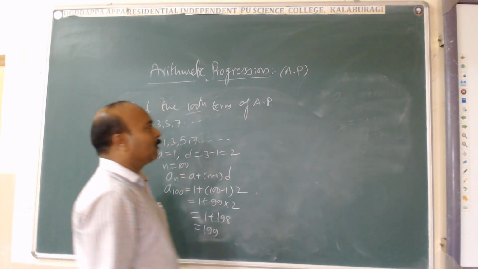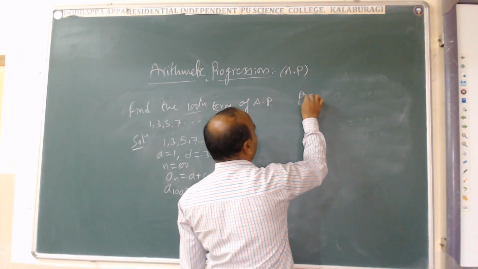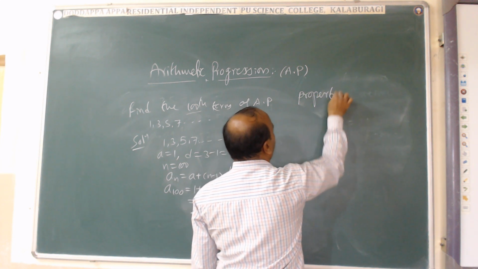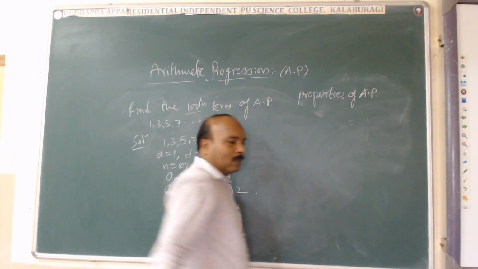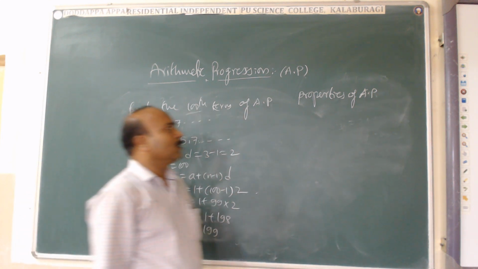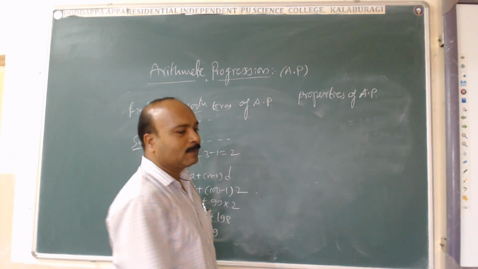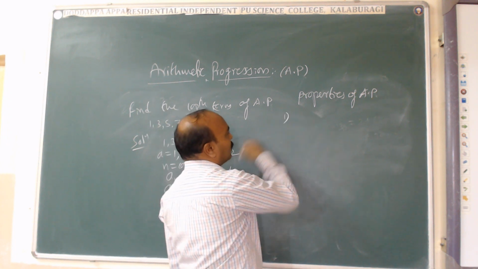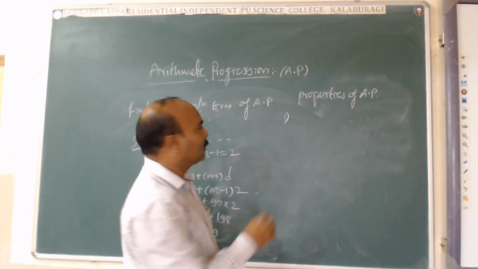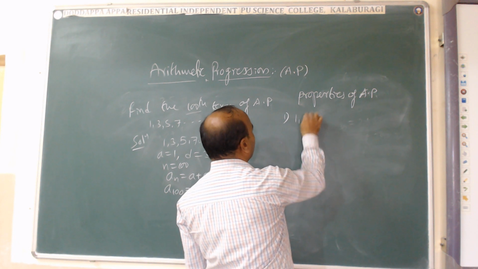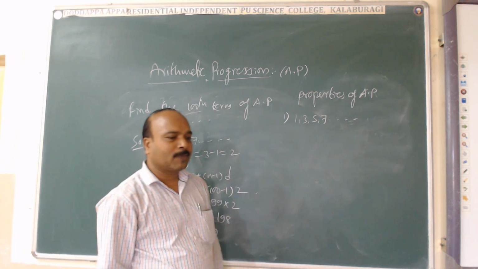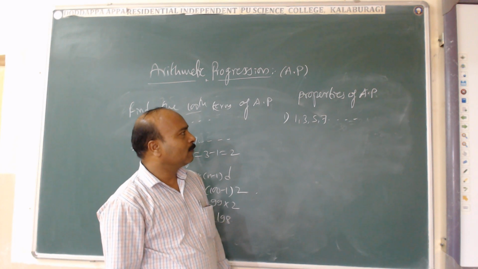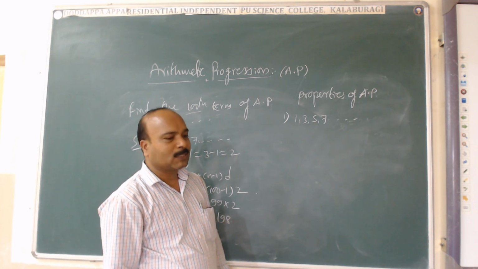Like this we find the nth term of any given arithmetic progression. Next we go for some of the properties of AP. Suppose you are given an arithmetic progression. I'll take an example, the same one, 1, 3, 5, 7, and so on. It is an arithmetic progression. We discuss some of the important properties of this AP.